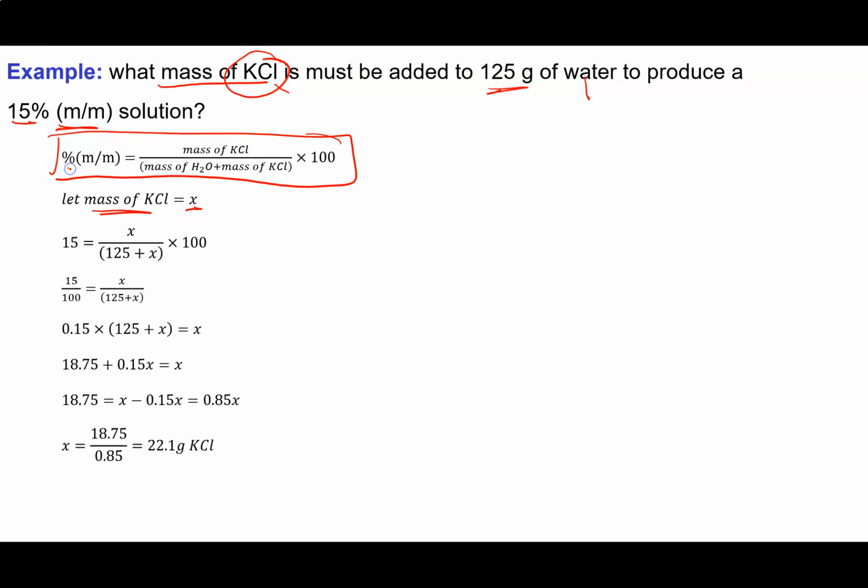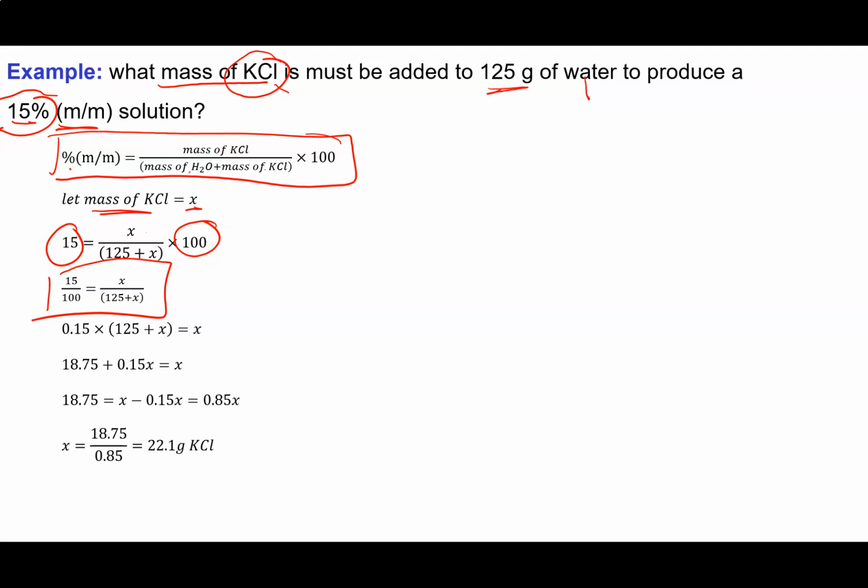So our percent mass on mass is 15. Then our mass of KCl is X. Our mass of water is 125. And our mass of KCl is X, and that's times 100. So I've just got to kind of solve for X now, and I'm done. So my first step is I'm going to divide both sides by 100. And that gets me to there.